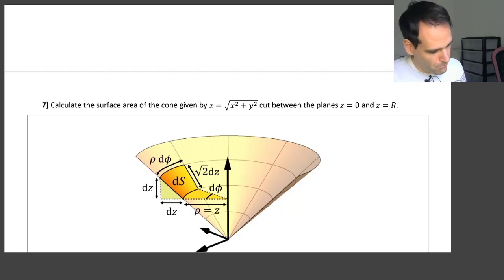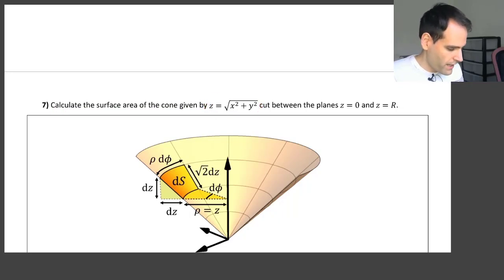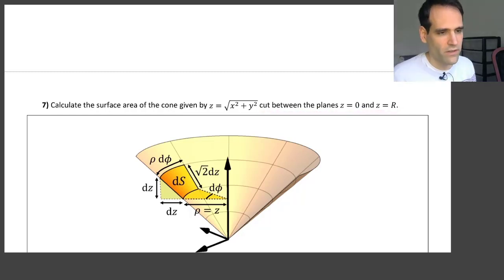Let's solve this problem. Calculate the surface area of the cone given by z equals square root of x squared plus y squared, cut between the planes z equals 0 and z equals r. So as always, I recommend the first thing is to sketch what you are trying to find, okay?